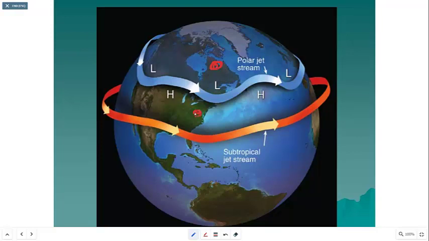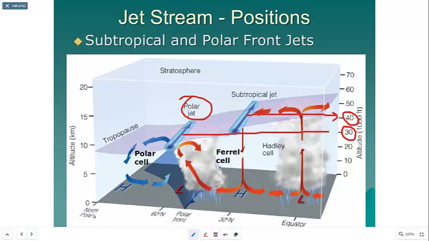Then in the middle, it's a little bit warmer. Subtropical type air could be located in that region. And then to the south of the subtropical jet stream, that's where you'd have your tropical air masses. So these jet streams will show us the separation between these various air masses. And I'll give you some examples of that in a bit.